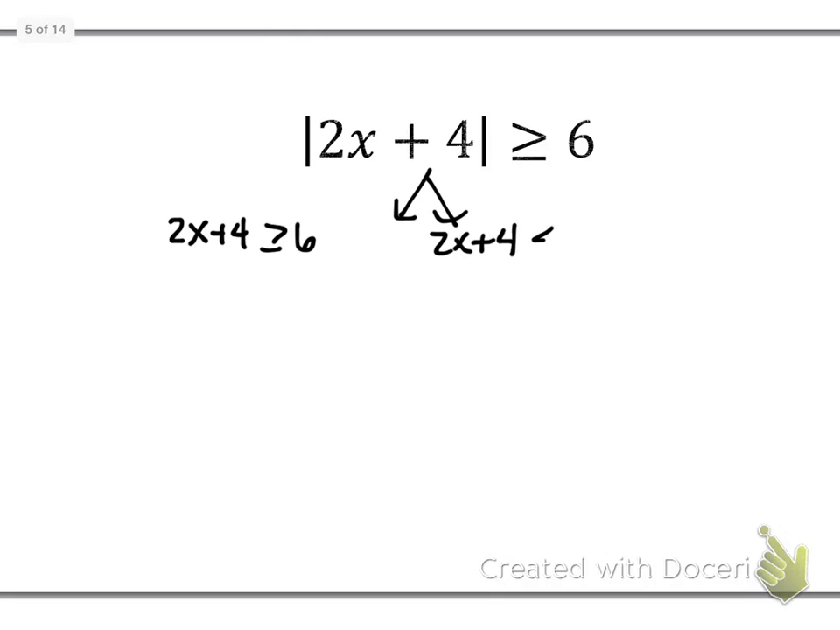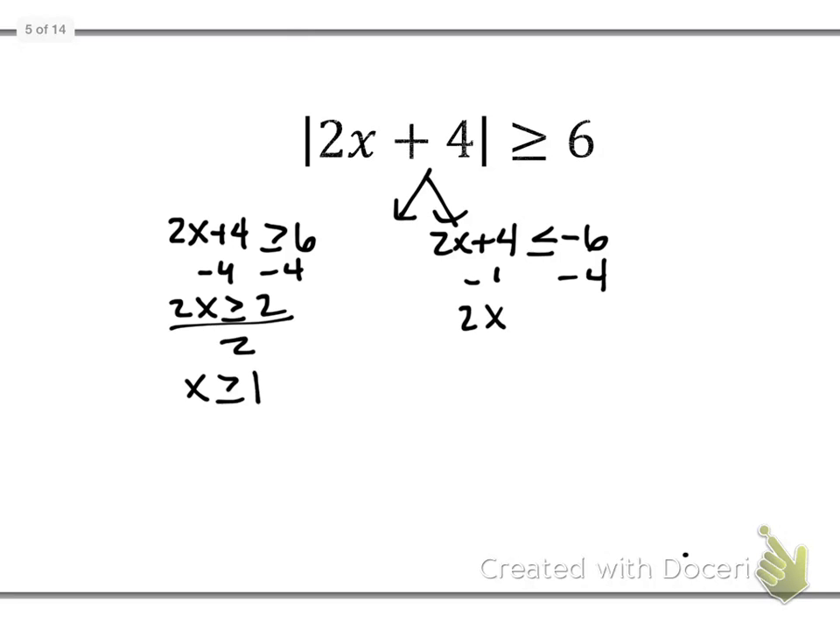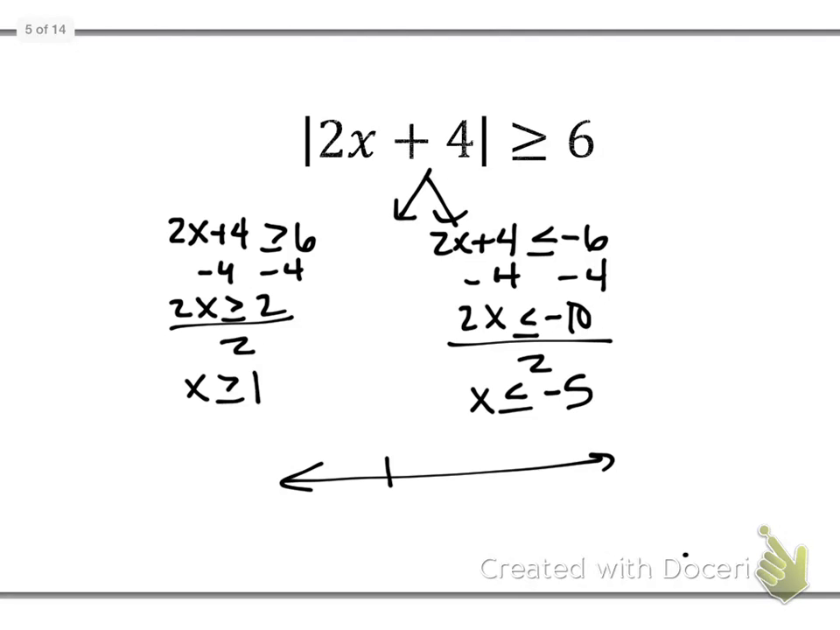2x plus 4, flip my sign and make it negative. So subtract 4, I get 2x is greater than or equal to 2, divide by 2. So I got 1 for that one. When I subtract 4 in this situation, I got negative 10, divide by 2, so negative 5. So negative 5 and 1, they are closed dots. That one points to the left, and this one points to the right, sorry, so it shades outward this time.